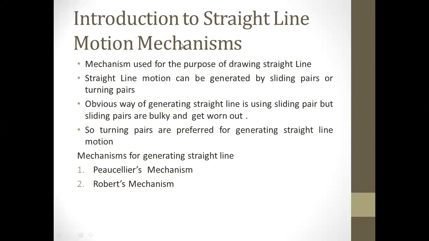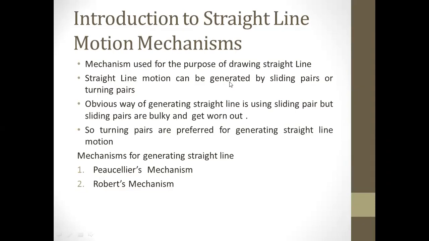So, today's topic is about straight line motion mechanism. What is a straight line motion mechanism? This mechanism is used for the purpose of drawing a straight line. A straight line can be generated by a sliding pair, or you can use turning pairs. A mechanism used for drawing a straight line is called a straight line motion mechanism.